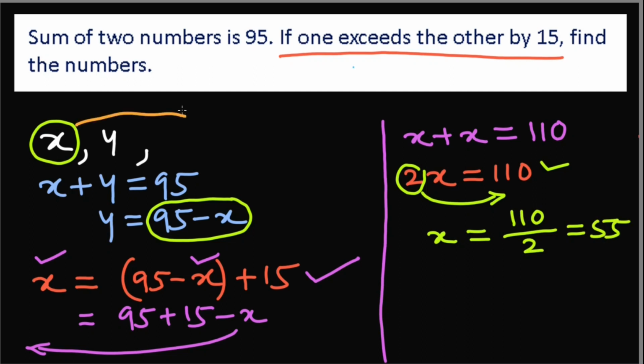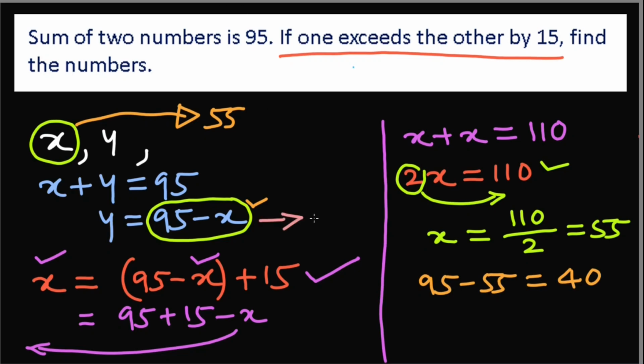So one number of the two is 55. The other number, which is 95 minus x, will be 95 minus 55, which will be 40. Therefore, the other number will be 40. So the required two numbers will be 55 and 40.